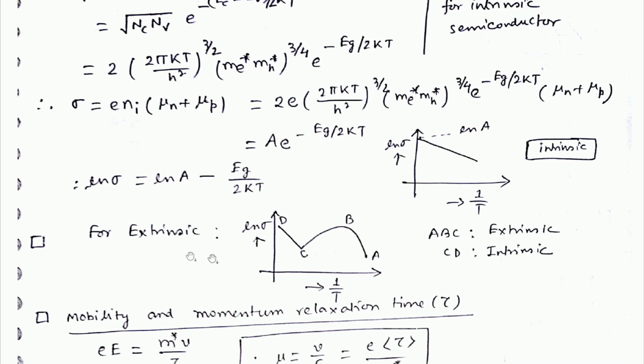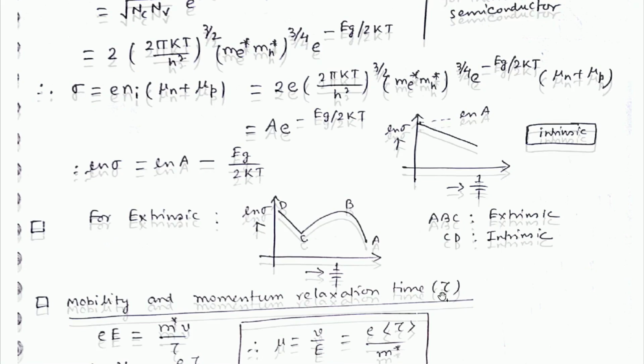For extrinsic semiconductor, if we plot ln sigma versus 1 by T, then we get this type of curve. The DC portion gives you the intrinsic character, but the CBA portion gives you the extrinsic character, or ABC, whatever you call it.